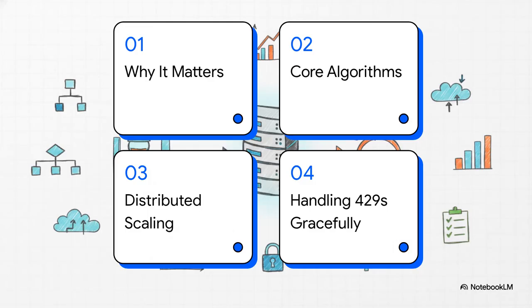So here is our game plan for today. Number 1, why rate limiting matters. Number 2, the core rate limiting algorithms. Number 3, scaling up to distributed systems. And finally, number 4, handling HTTP 429s gracefully. Let's get right into it.